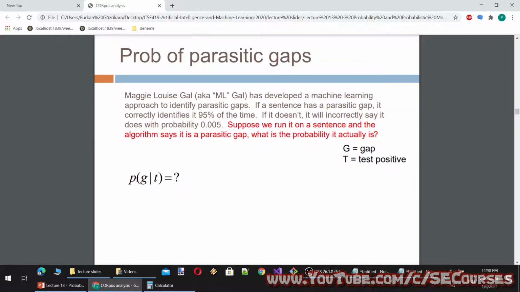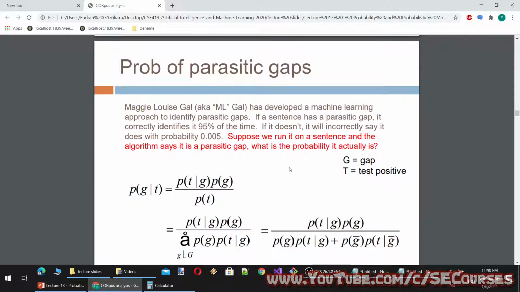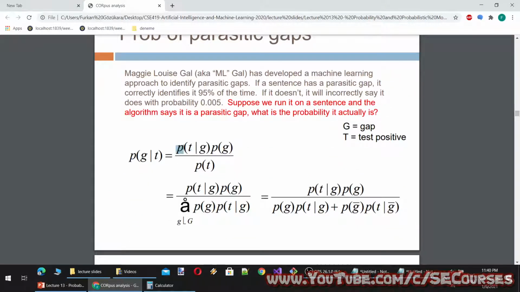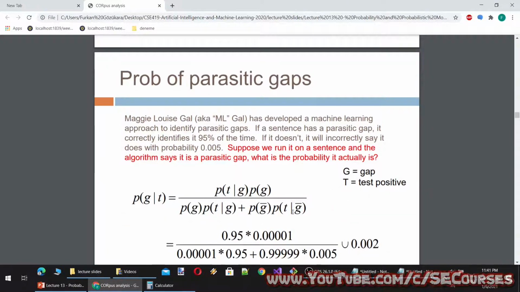Okay, so P(G|T). If T happens, meaning a positive test, what is the probability of G? Let's see, we can calculate it like this: if G happens, what is the probability of T, multiply it with the probability of G, and divide by the probability of T. So it becomes like this.